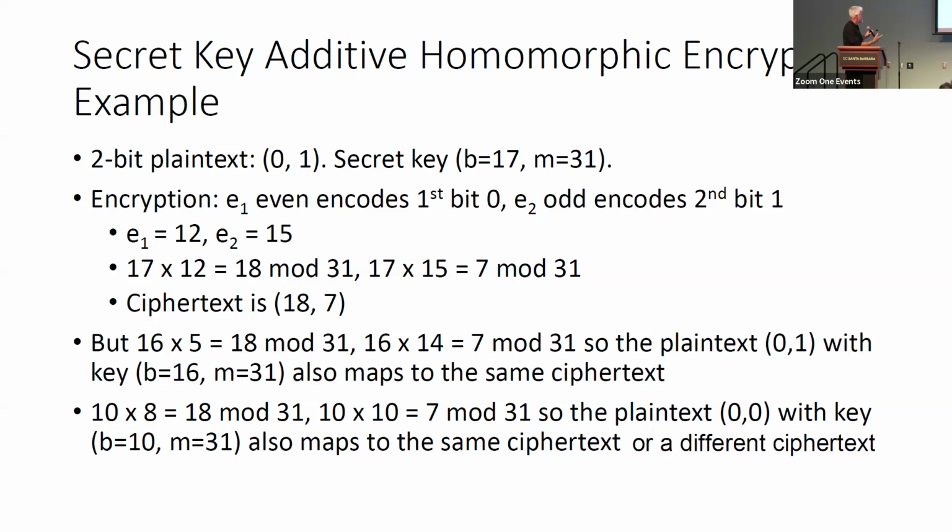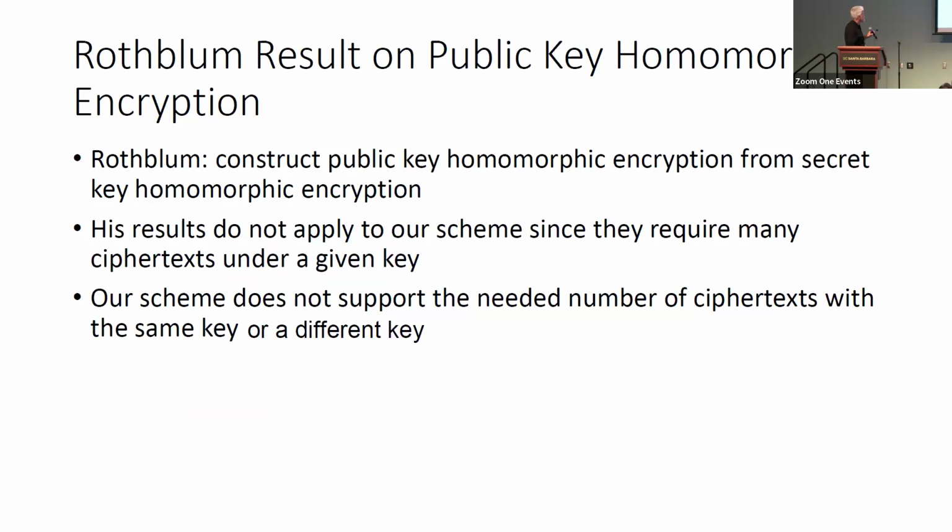But there are other plaintexts and keys that map to the same ciphertext: plaintext 01 with key base 16. 16 times 5 is 18. 16 times 14 is 7. So you get the same ciphertext. And then the same with 00, you can map that to the same ciphertext as well. So that's the basic concept.